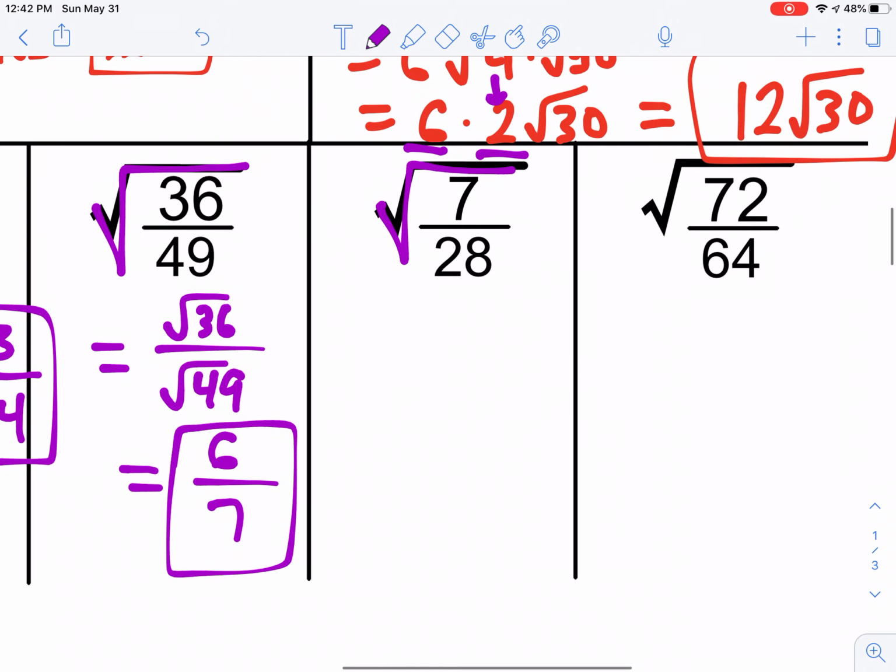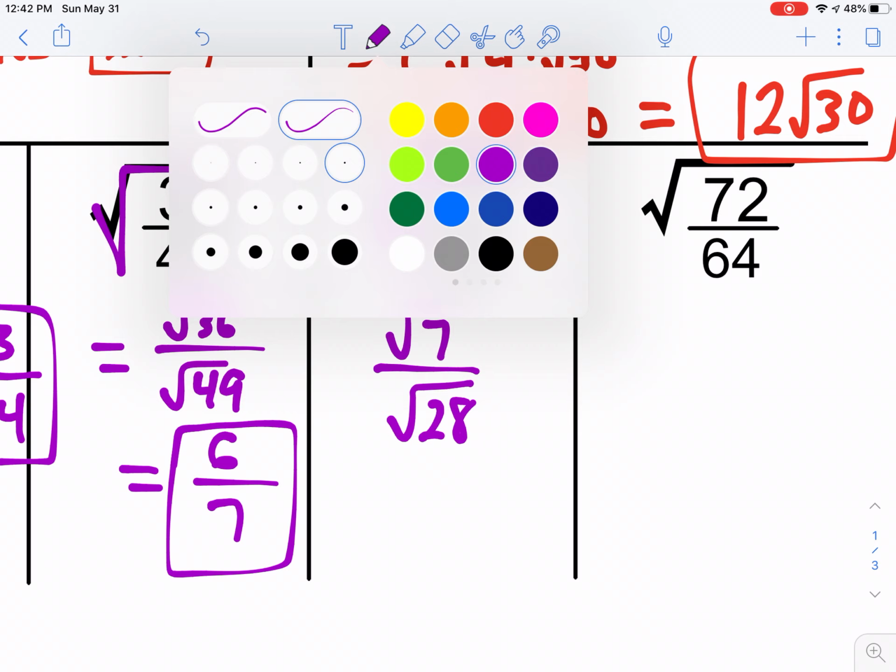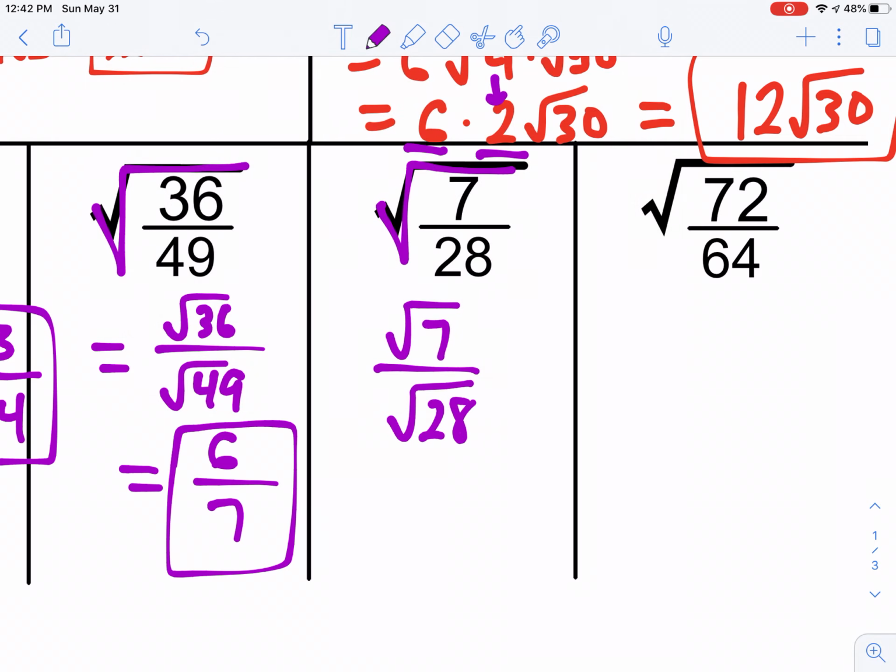Now these get a little trickier when you can't do the square root directly, like the square root of 7 over the square root of 28. All right? Now the square root of 7 does not simplify at all, right? The square root of 28 does. Square root of 28, you could break that down into 4 times 7, and you could simplify it the way we know how to simplify radicals.